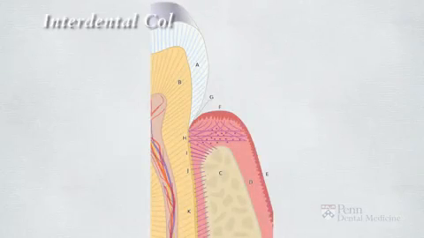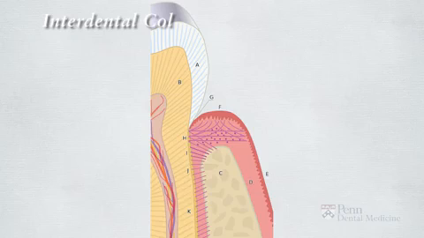There are two sets of papilla. There is the facial papilla and the lingual papilla on the lingual side, and the area connecting the two papillae is known as the interdental col. The interdental col has significance in health and disease because this is the area which is most susceptible to inflammation. The col is most concave in the posterior area of the mouth, and if the patient does not floss their teeth, plaque accumulates, leading to bleeding and inflammation in those col areas.